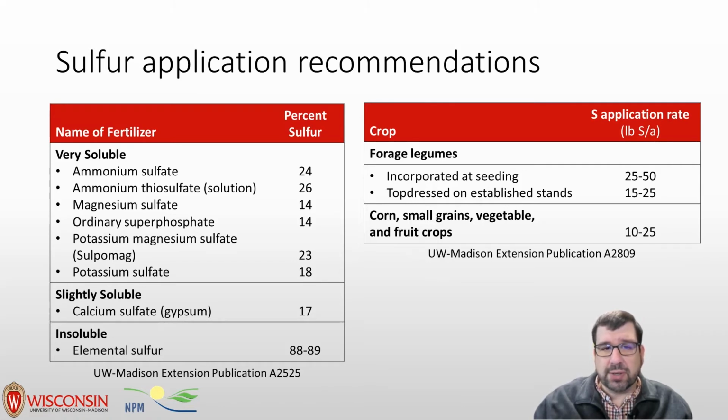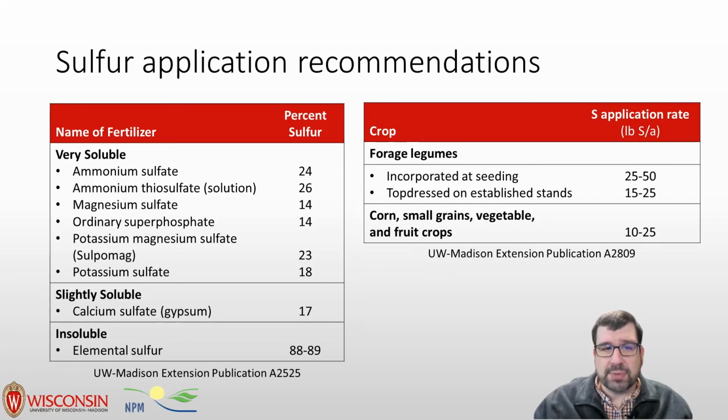In the upper right-hand corner, I have a chart for general sulfur fertilizer recommendations. For forage crops such as alfalfa, incorporate 25 to 50 pounds of sulfur per acre at seeding if sulfur is deficient. Sulfur can also be top dressed on established stands at a rate of 15 to 25 pounds of sulfur per acre if sulfur is needed. When applied at these rates, sulfate sulfur will last 2 to 3 years. Elemental sulfur, when incorporated into the soil, should last the life of the stand.